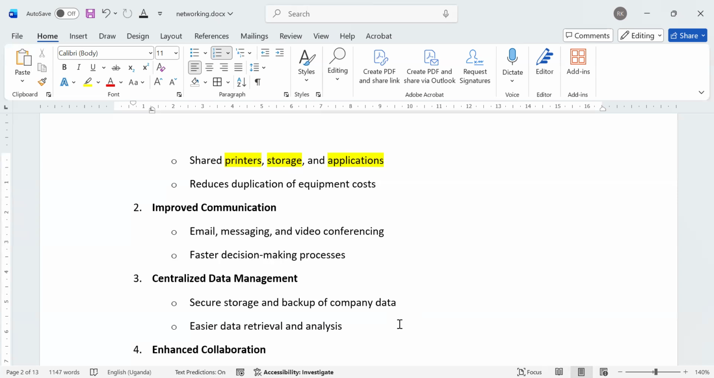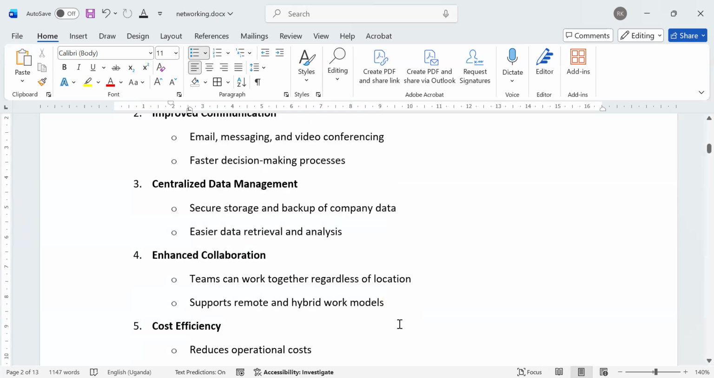It is secure. Then we have what we call enhanced collaboration. Enhanced collaboration. So teams can work together regardless of location. Like right now, we are in the lecture. You have heard we have even distance students. I don't know where they are, but distance students mean they are not at campus. Okay? But we are together in the class. And we are able to do this because of micro networks, microcomputer networks. So teams can work together regardless of location. You have had Zoom meetings.